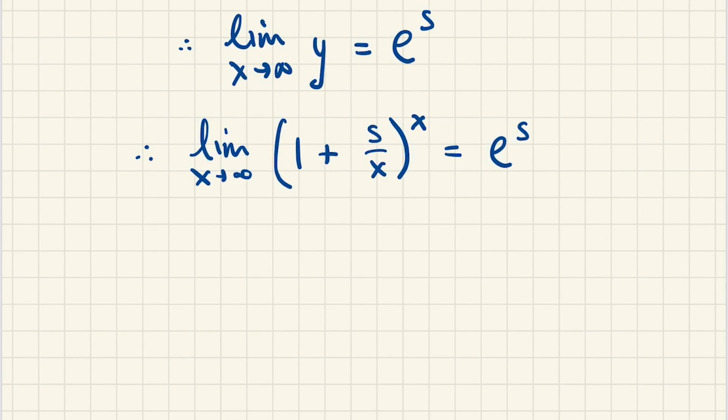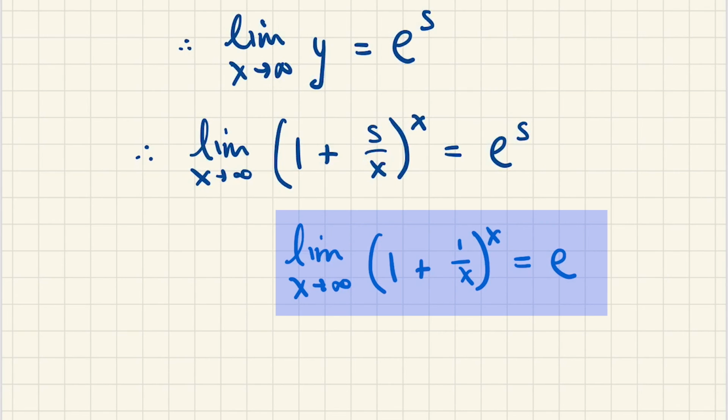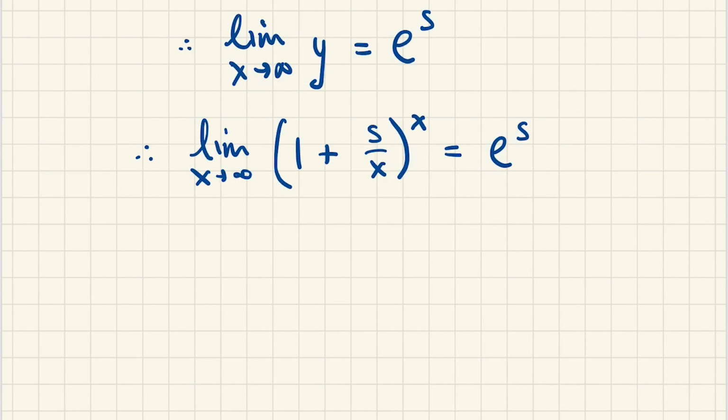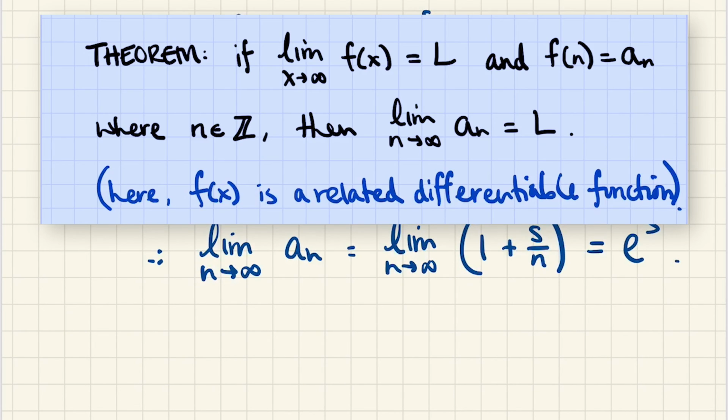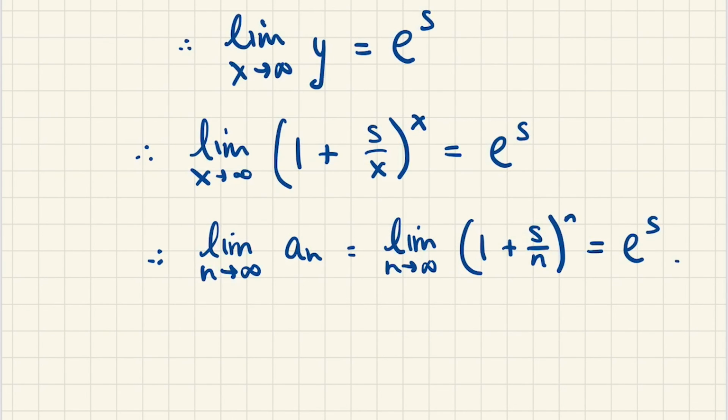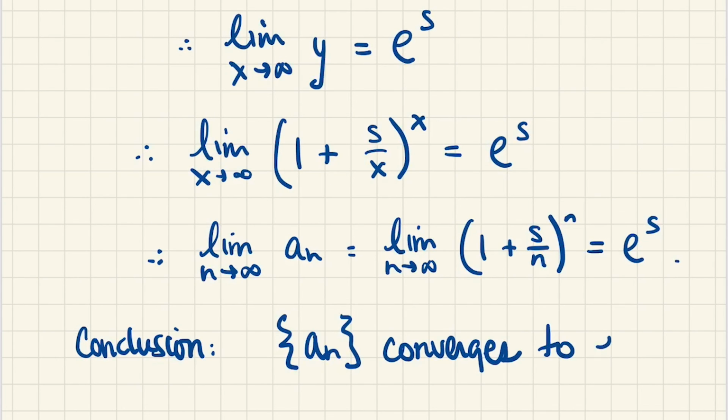In fact, in the special case where s is equal to 1, this is a well-known fact, and sometimes taken as the definition of e. All right, but remember the context we're working in. We actually were looking for this limit. Of course, well, that's also e to the s by one of our theorems. And so that's a finite number. So we can conclude that the sequence an converges. And the limit is e to the s. So we can say nice and compactly that the sequence converges to e to the s.